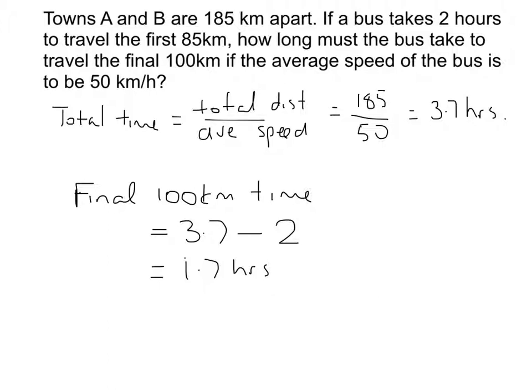If we break that up into minutes, 1 hour is 60 minutes, plus 0.7 of an hour is 42 minutes. So that gives us a grand total of 102 minutes. So that's how long in minutes it would take for the last 100 kilometres in order to give us an average speed of 50 kilometres an hour.